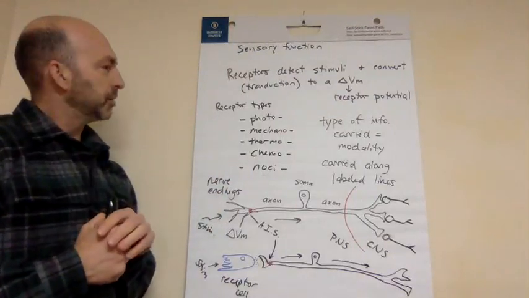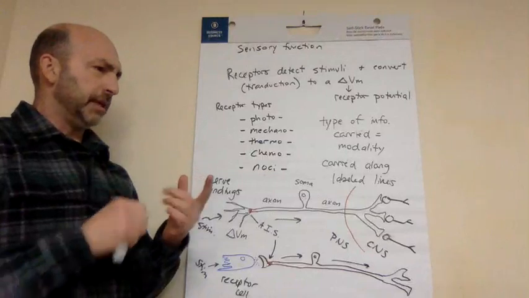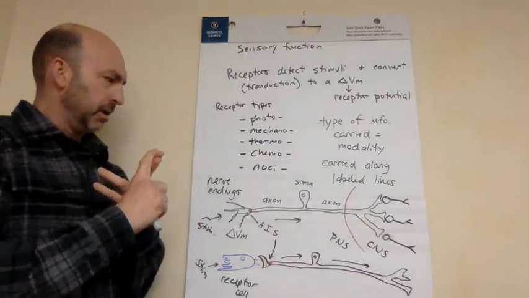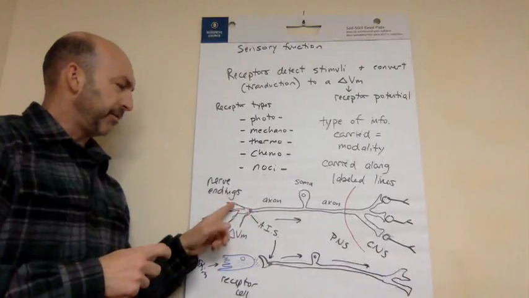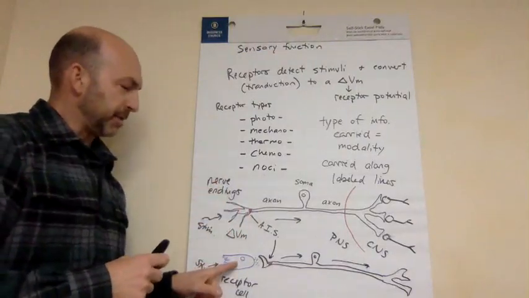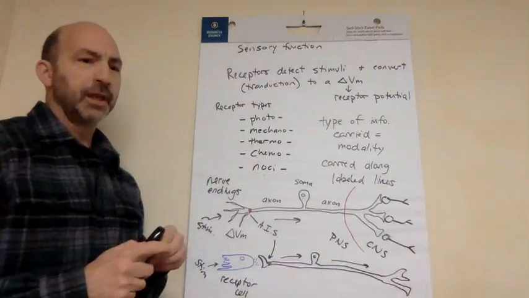Okay, so general senses of the somatic and visceral categories would be either free nerve endings or encapsulated nerve endings. Special senses always are a two-cell system.